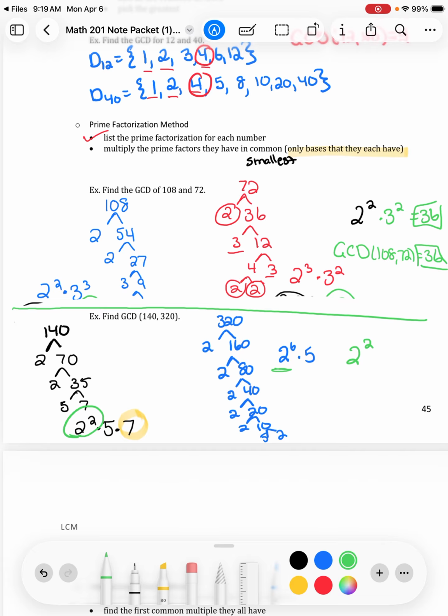And I also see that 5 divides both of them. They both have the same thing. It's both just a 5. Doesn't really matter where you grab it from. So I get 2 squared times 5. So that's going to be 4 times 5. So my GCD would be 20. You can test this out. 20 divides both 140 and 320.